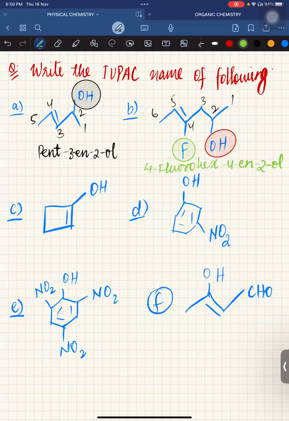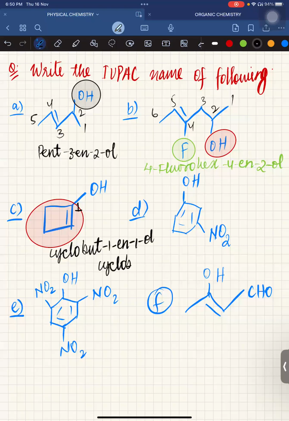Okay. The next one, your parent chain is what? This cyclic structure is your parent chain. So what I'm going to do is numbering from here. There is no branch, so directly jump to the parent chain. That is your cyclobut. And you can see on the first carbon there is an -ol. So 1-ol. So you can write cyclobutanol as well. That means on the first carbon OH is there.